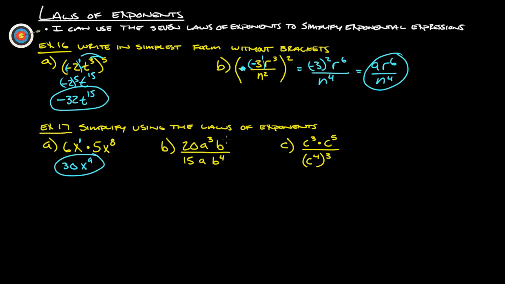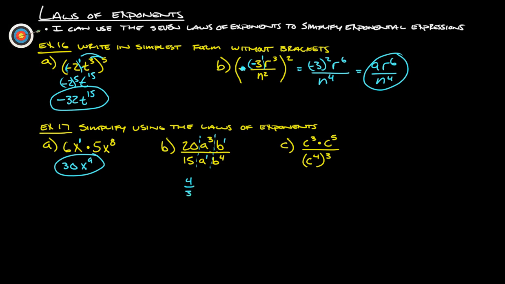20a cubed b to the first over 15a to the first b to the 4th. Let's look at this. We can really kind of simplify this with 3 different little simplifications. So 20 over 15 is what? That's going to be 4/3. Right? And really, let's do this. We can just write it as 4/3, not fourths, but thirds.